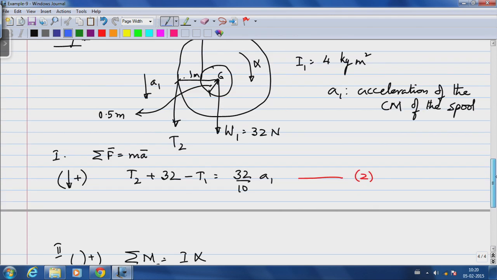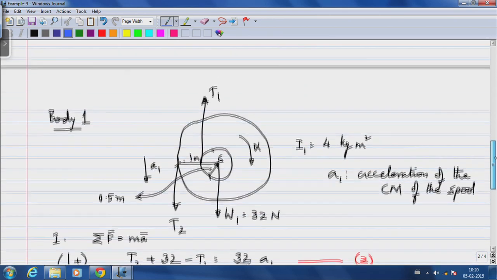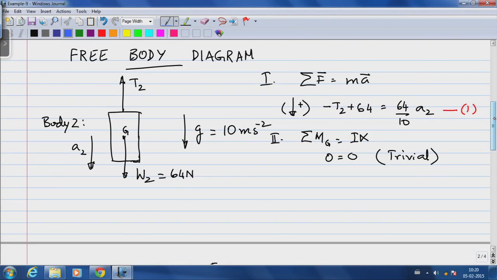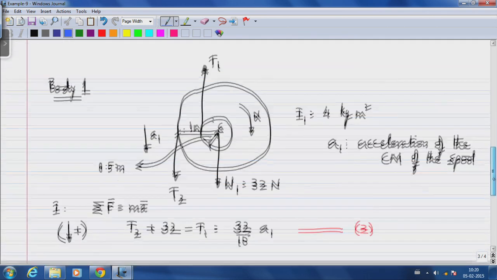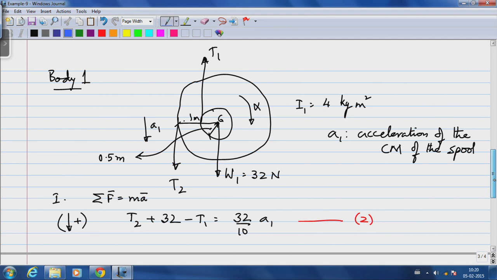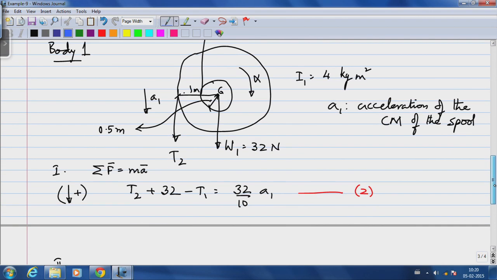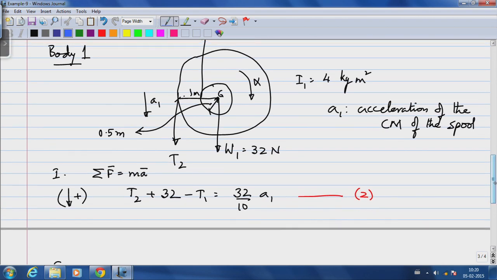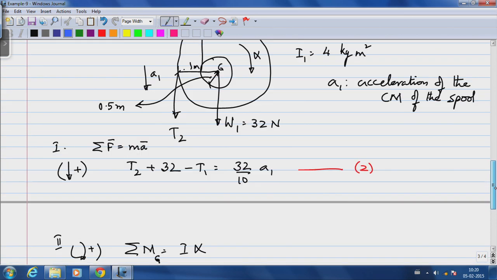and we have 3 equations arising out of applying the laws of dynamics to body 2 and to body 1. We still need 2 more equations. So, let us see what the 2 equations would look like.